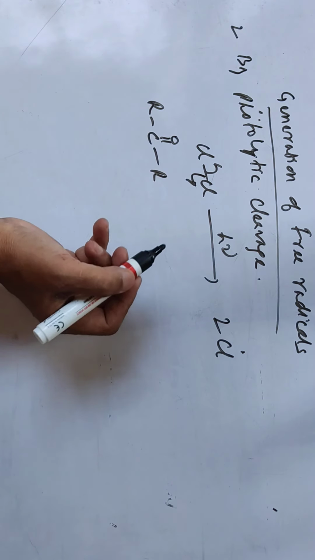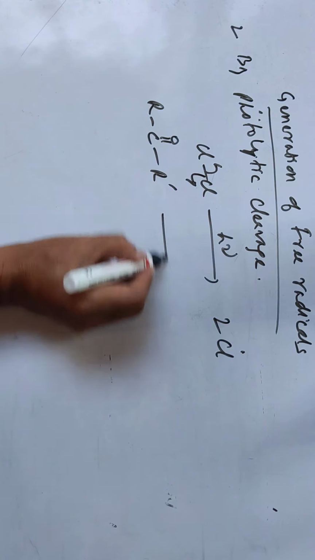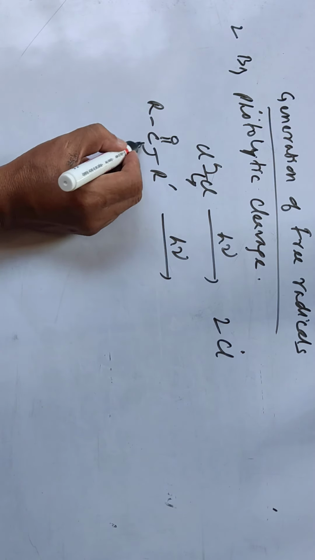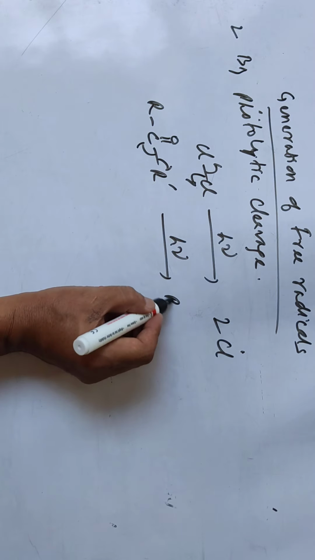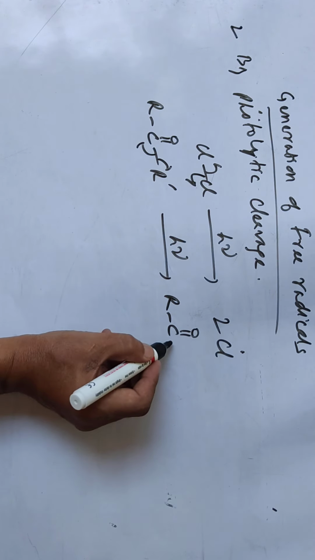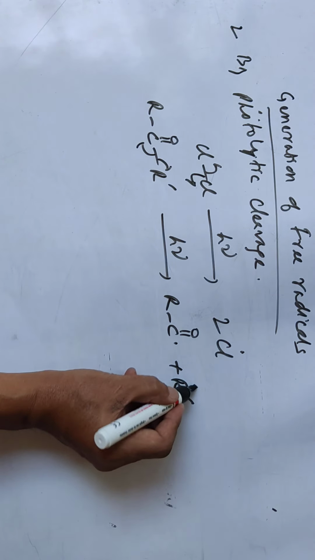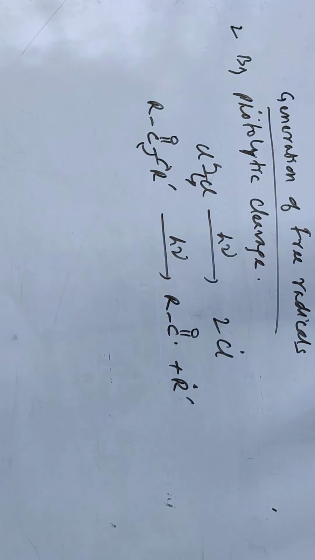Ketones, with light, one part goes this way and another goes this way. So you can have an RCO radical and another R radical. This way, by photolytic cleavage. They are mostly homolytic fission.